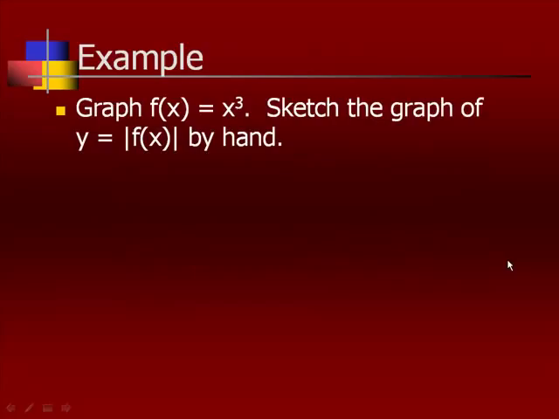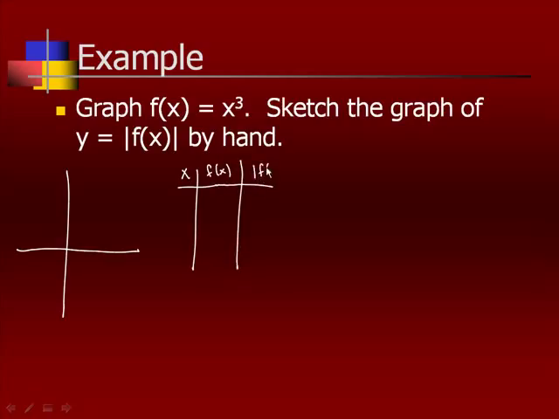So if we wanted to graph f of x equals x to the third and use that to do y equals the absolute value of f of x, if you'll remember when we did our basic function of the cubic function, if we wanted to go through and pick some points, let's do x, let's do f of x, then we're going to add a column on here, the absolute value of f of x. So let's just pick a couple of numbers. Negative 2, negative 1, 0, 1, 2. If we did negative 2 cubed, that would be negative 8. Negative 1 cubed is negative 1. 0 cubed is 0. 1 cubed is 1. And 2 cubed is 8.